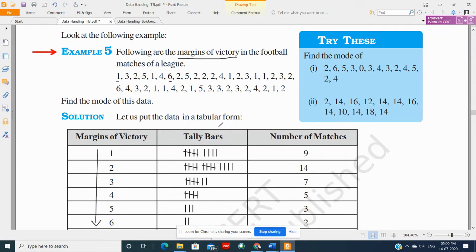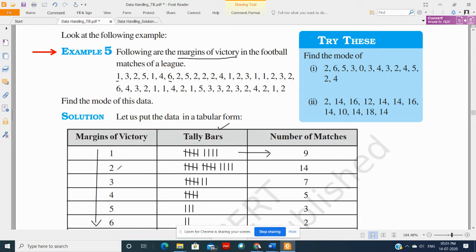Here you will do tally bars or tally marks, whatever you can write. And then you can simply write how many times they are being repeated. Simple. So just count 1. 1, 2, 3, 4, 5, 6, 7, 8, and 9. Means I'll just draw 9 bars. You know how to draw bars.